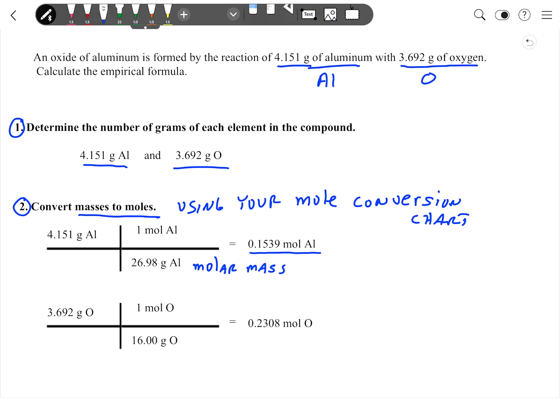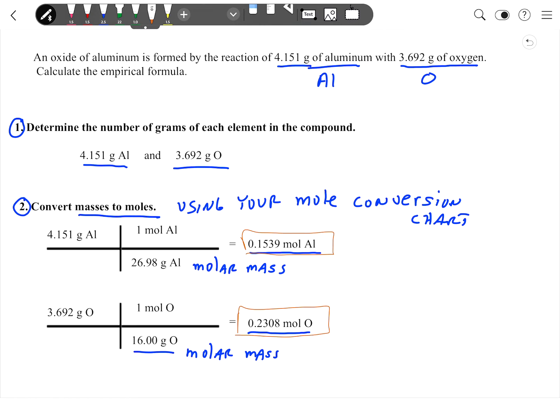And then for oxygen, you do the same thing. You take the mass that you were given, which is 3.692 grams of oxygen, and divide by the molar mass of oxygen, which is rounded to 16. When you do that, your answer becomes 0.2308 moles of oxygen. Again, that 16 represents the molar mass for oxygen. So now these numbers are really important in starting to find out what our subscripts are going to be.